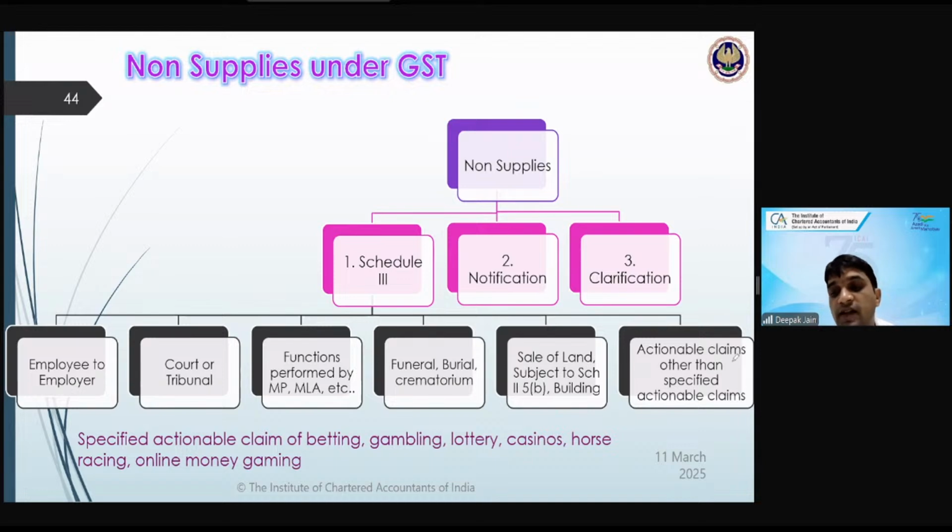Then actionable claims other than the specified actionable claims. I said that actionable claims, we know it's a full universe. Now, out of universe, you have picked up some stars, right?